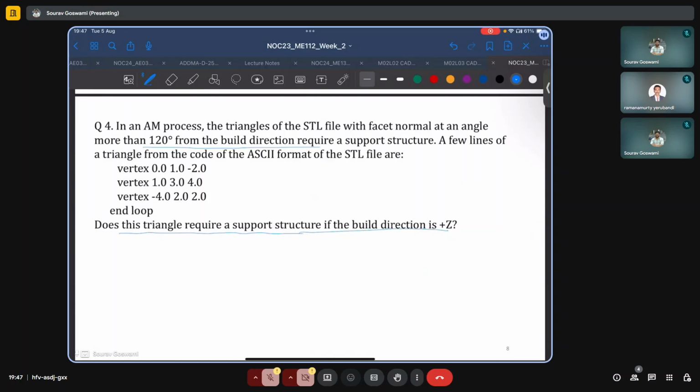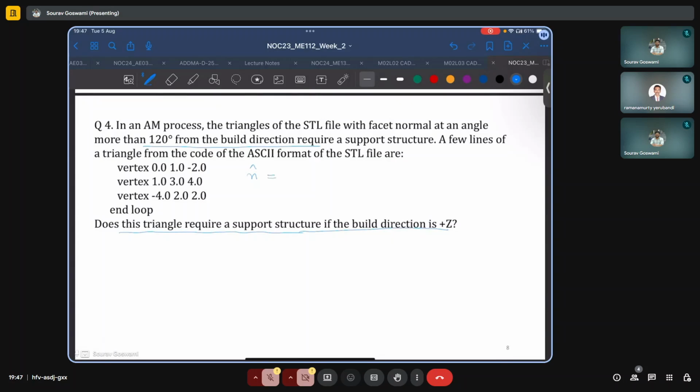Now we would already have found the unit normal for this in a previous question, and I'm just writing that value here. Say this unit normal vector is 10i hat plus 4j hat plus 9k hat by under root of 100 plus 16 plus 81, 197. This is a unit normal vector for the facet, and we need to check whether it will require a support mechanism given that the critical angle is 120 degrees from the build direction.